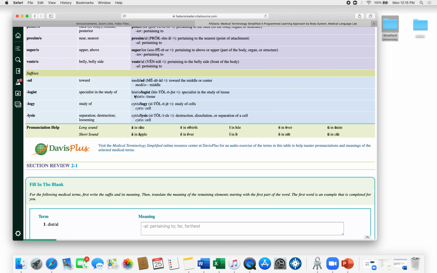Logist, study of, so a histologist is a person who studies the tissues, most probably is a pathologist, right? And remember, pathology, those are doctors, those are MDs, and they're experts at patho, disease. And all disease is normal, just all messed up. Cytology, we already talked about. Let's talk about lysis. Cytolysis. Cytolysis is when lysis breaks down, right? So what's breaking down? The cell, right?